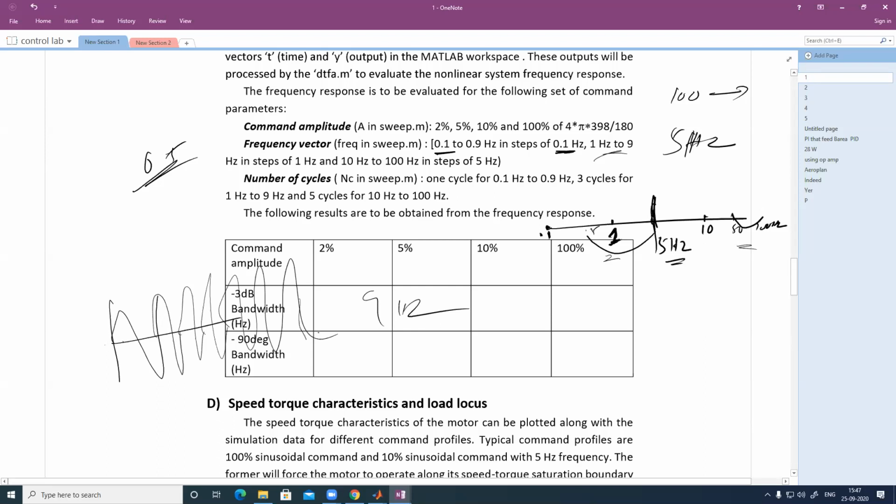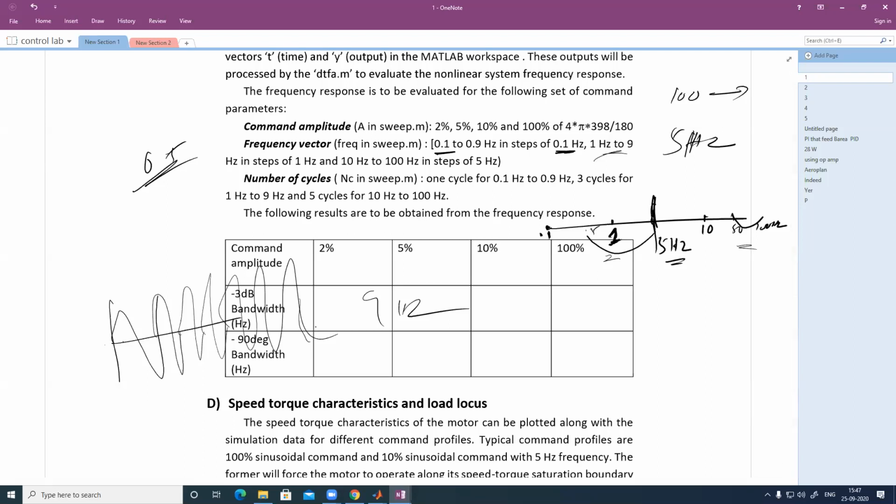Sir, one minute, sir. We have to generate, for one particular amplitude, all the step size sine waves, sir? Yes, the sine waves. Sine waves from 0.1 Hz to 100 Hz, with a step size of 0.1. Not 0.1.